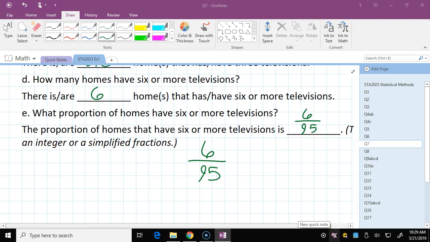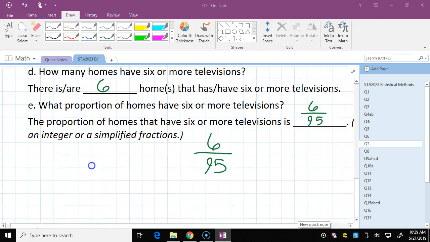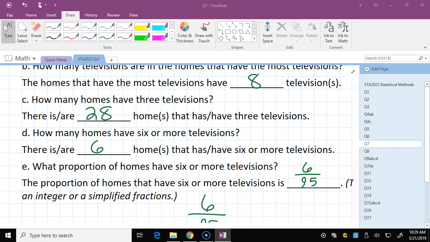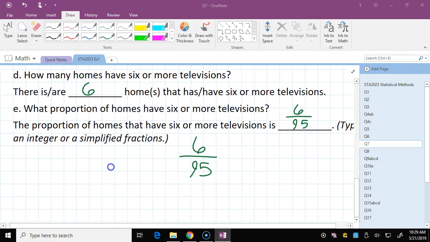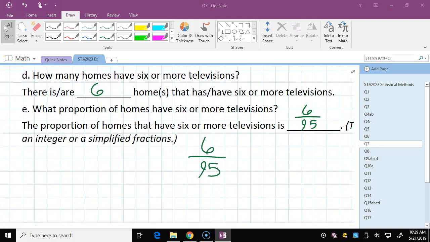If you look at the directions right underneath it, that special fine print, it says type an integer or a simplified fraction. Remember, integers are numbers that have no decimals. So definitely couldn't take 6 divided by 95. That's a decimal answer. It really wanted you to put the answer in as a fraction. That's why I leave it as 6 over 95. Cool beans? Like I said, small little calculator work on this last one, and really was just to make sure that it does reduce. That's the calculator work I'm talking to you about.